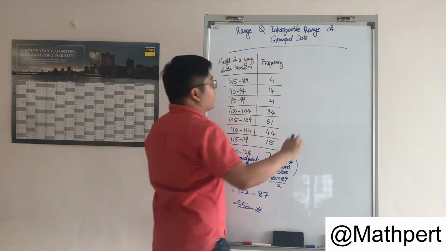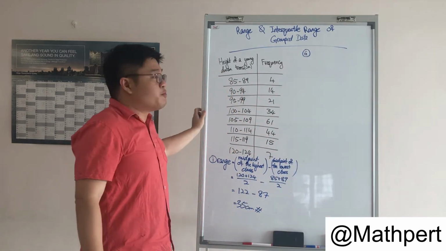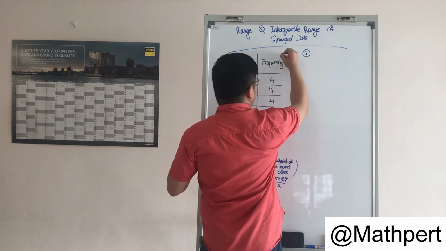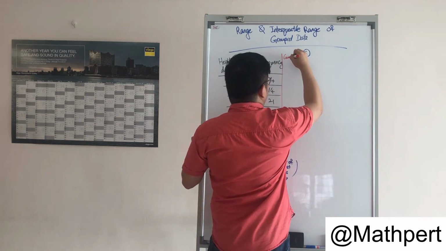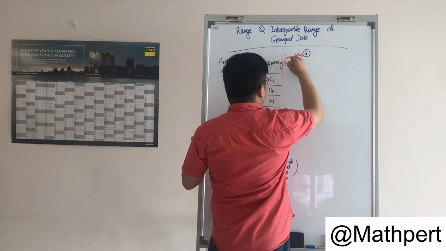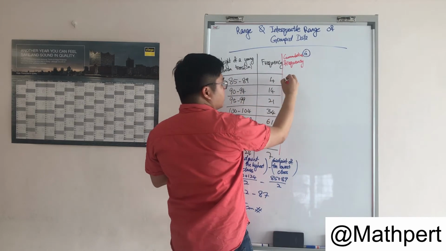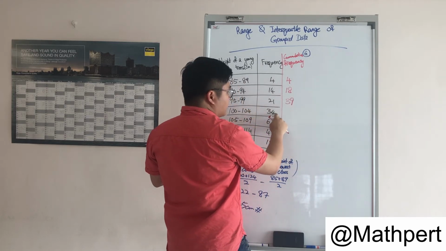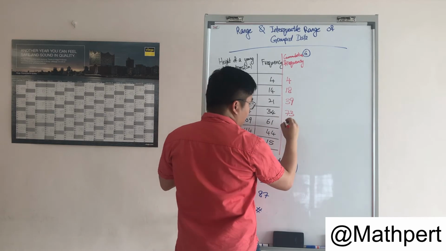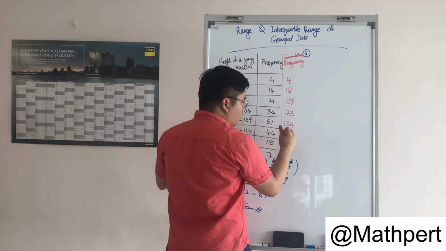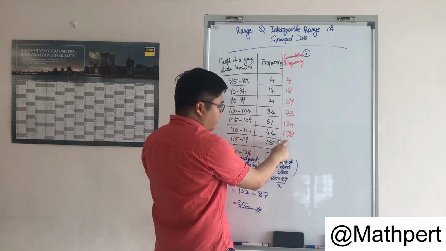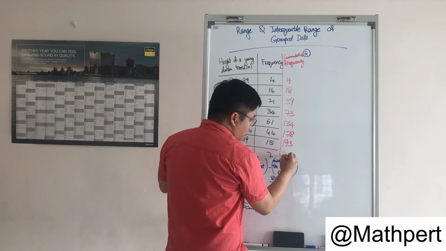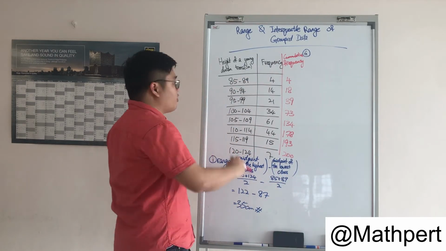Next, let's look for the interquartile range. Before we jump into it, we find the cumulative frequency for each of the classes first. 4 is 4. 4 plus 14 is 18. 18 plus 21 is 39. 39 plus 34 is 73. 73 plus 61 is 134. 134 plus 44 is 178. 178 plus 15 is 193. 193 plus 7 is 200. These are the cumulative frequencies for each of the classes.